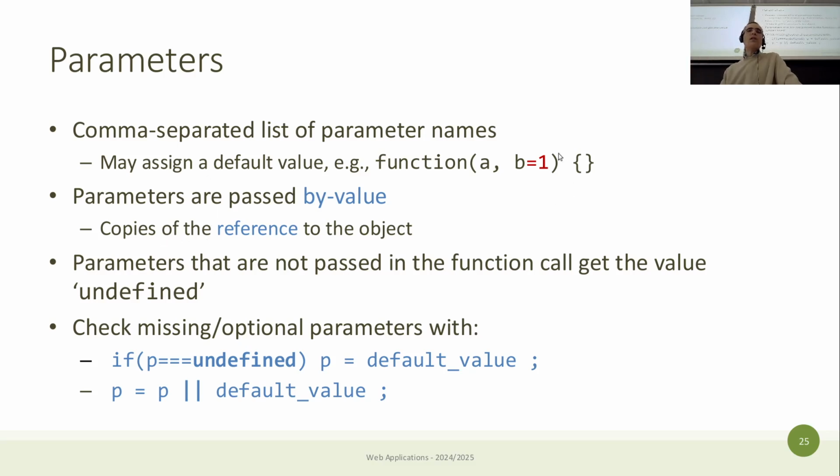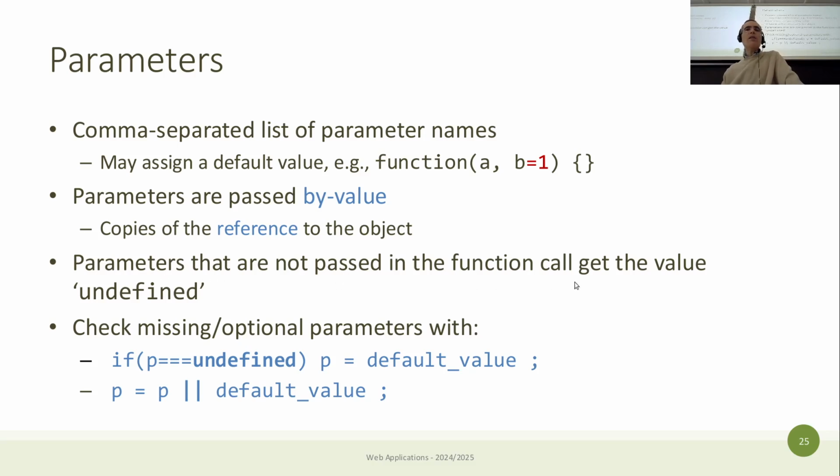So actually, parameters are copies of the value that we pass. If it's a primitive value, it's a copy. So string, number, or boolean. And if it's not a primitive value, it's a copy of the reference. So we can change it, but the original value or the original reference will not change in the caller function.